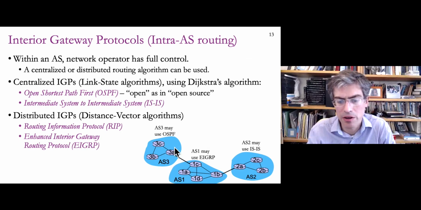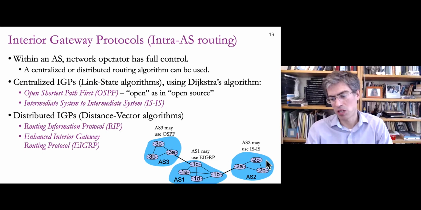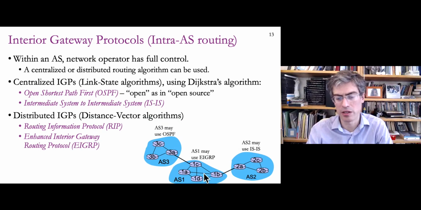So a network operator has full control. If you have different autonomous systems, they could be using different interior gateway protocols. In this example, I'm just listing 3 different examples of protocols for finding the shortest path between routers. And different ones could be used by different neighbors. Because they only operate within the autonomous system, there's no need for coordination and standardization. It's okay that a different algorithm is used here compared to here.